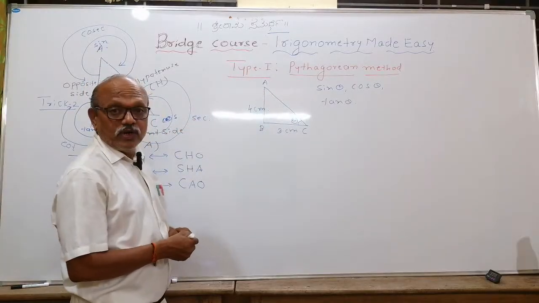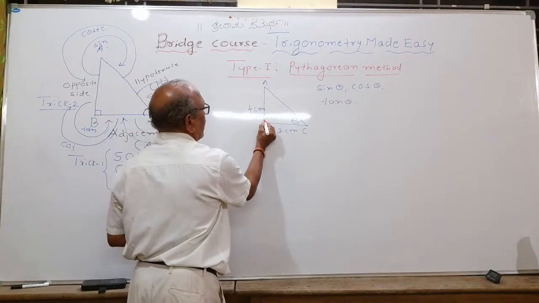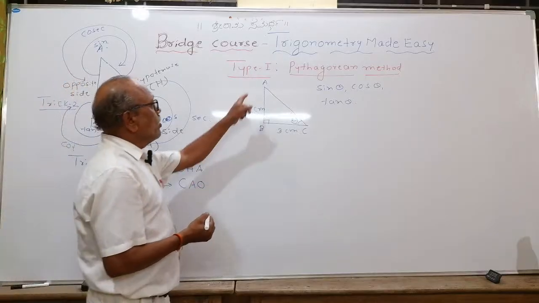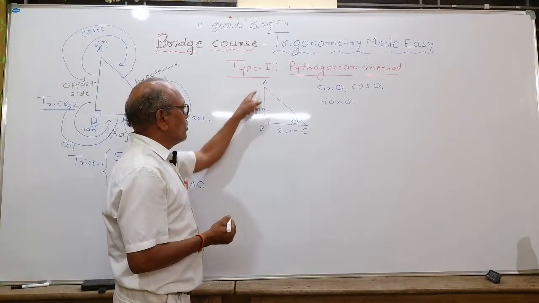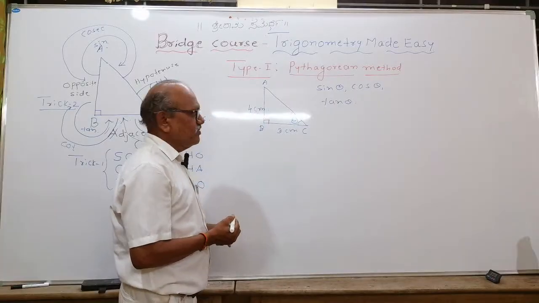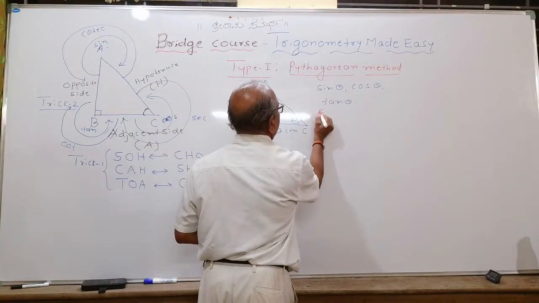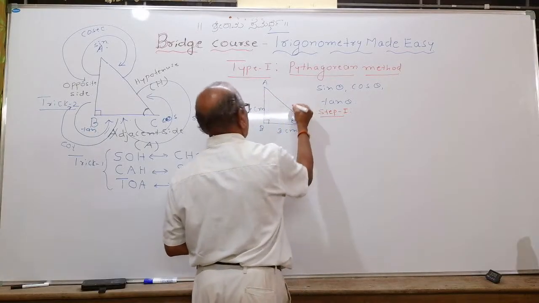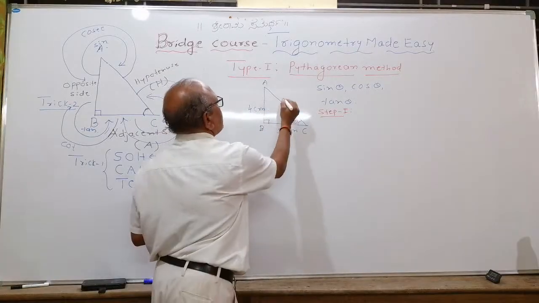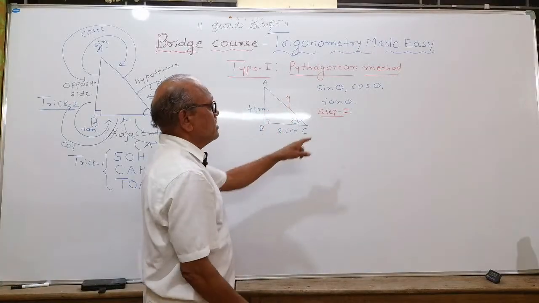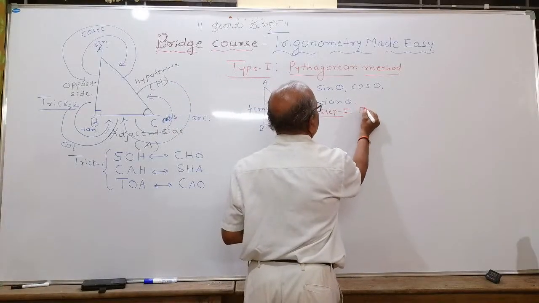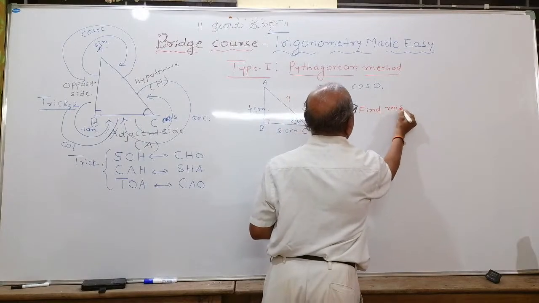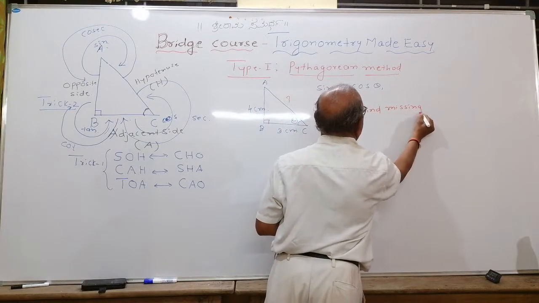Why I am calling it the Pythagorean method is that in a right angle triangle we already have the Pythagoras theorem. What is the Pythagoras theorem? The square on the hypotenuse is equal to the sum of the squares on the other two sides. What is the first step? Sometimes they will give the hypotenuse and adjacent, and one side will be missing. In such cases, the first step is to find the missing side. You can note down the trick.